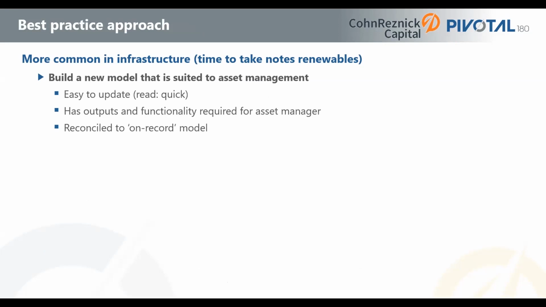And so first of all, it's going to be easy to update. And by that, I mean it's going to be quick. And I'll show you some of the functionality that's required shortly, but it has only the outputs and functionality required for all parties, for all stakeholders. So it does need some engagement between, not just the asset manager, but potentially between a number of sponsors or the lender or the tax equity investor as well. But it's really a fit for purpose model. And it's reconciled to something called the on-record model.